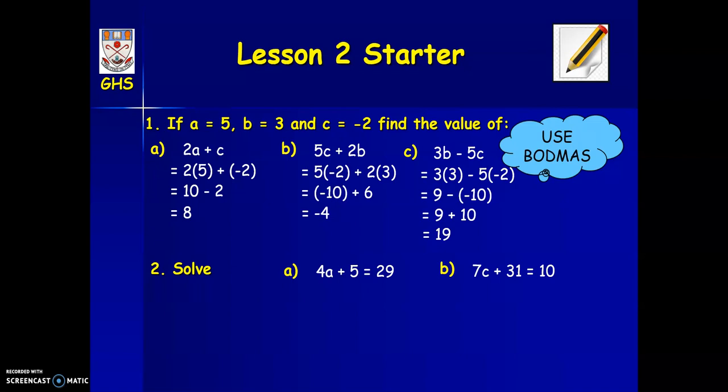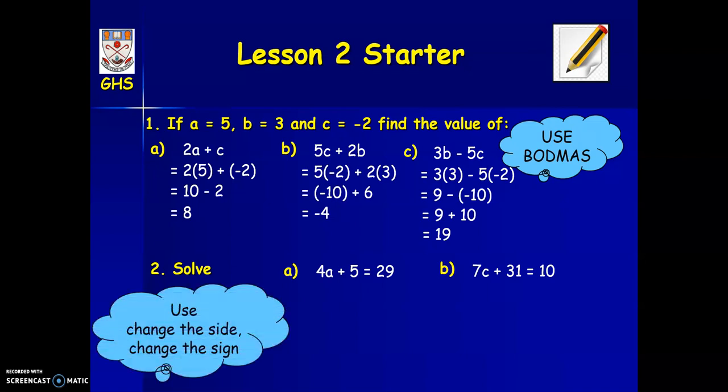For question 2, we're asked to solve two equations. Remember, our method is change the side, change the sign. So for a, 4a plus 5 equals 29. Take the plus 5 over, it becomes subtract 5, so 4a is equal to 24. Divide by 4 to get a equals 6. For b, 7c plus 31 equals 10. Take the plus 31 over, it becomes subtract 31, so 7c is equal to -21, and divide by 7 to get c equals -3.